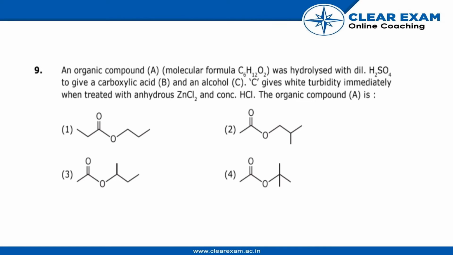So in this question we have an organic compound A with a molecular formula of C6H12O2, which is hydrolyzed with dilute H2SO4 to give a carboxylic acid B. So carboxylic acid group comes with COOH and an additional alcohol C.